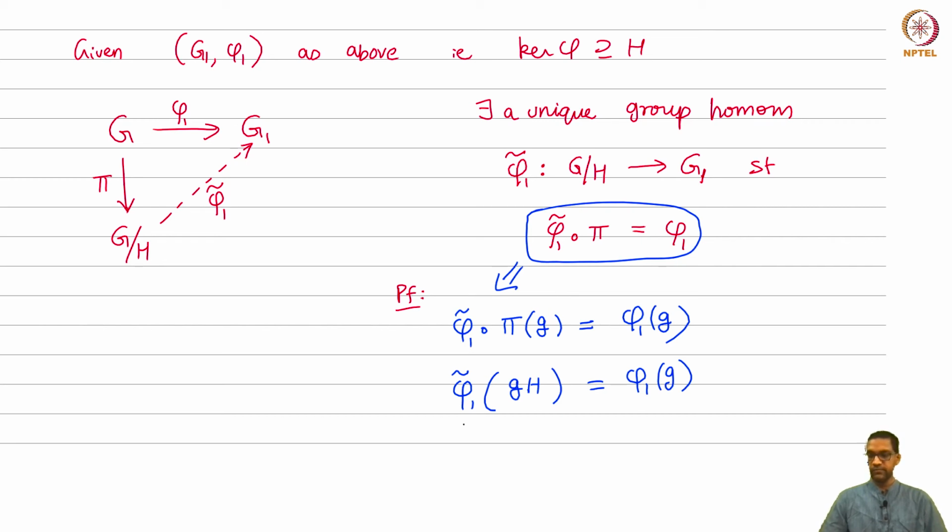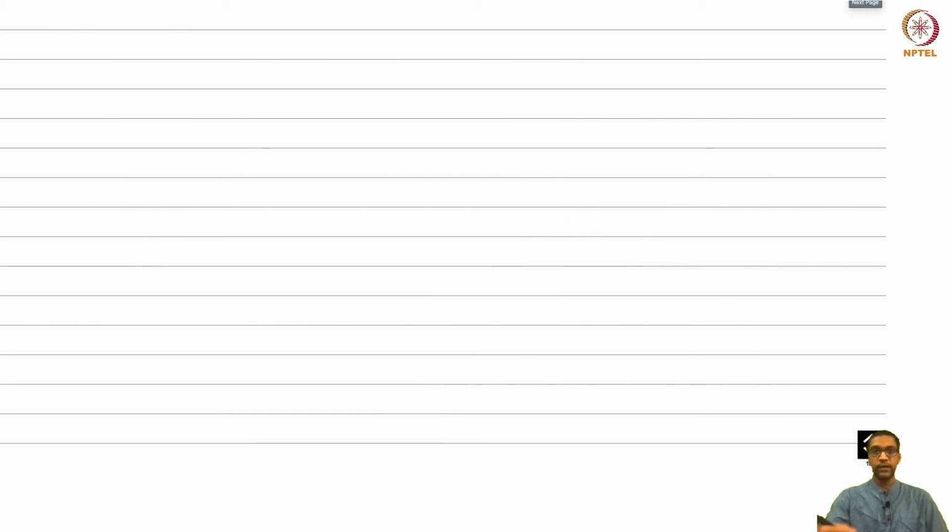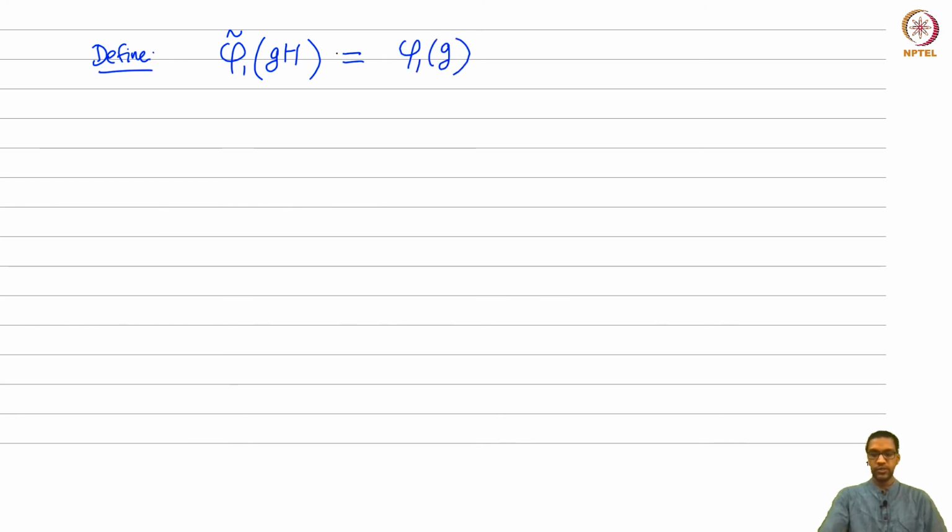So we sort of know how to define this map phi 1 tilde. There is really only one choice. You must map the coset gH to the value phi 1 of g. Like we did in the previous case, this is the heuristic motivation. It tells you what to do, and now you just have to check that if you actually do that, then it's a well-defined group homomorphism. So let's define phi 1 tilde as follows. On the coset gH, you define it to be phi 1 of g. This is going to be your definition.